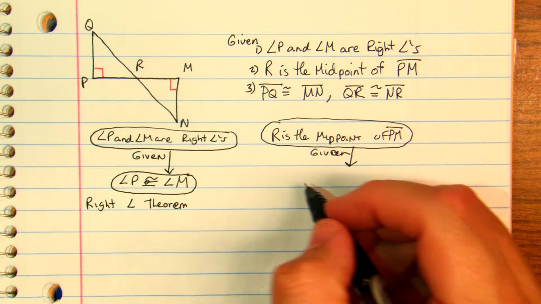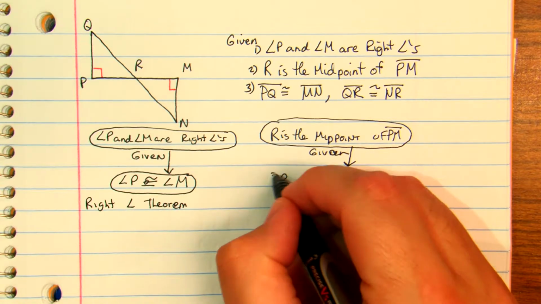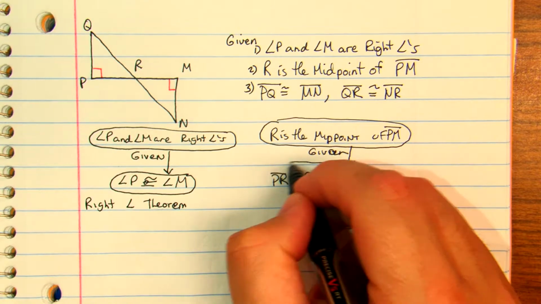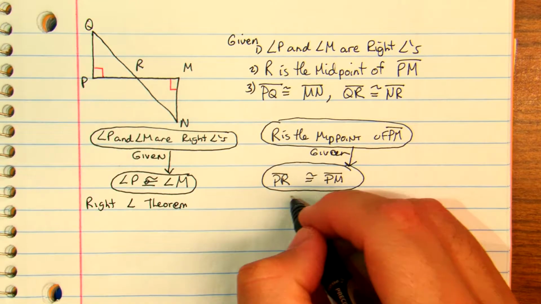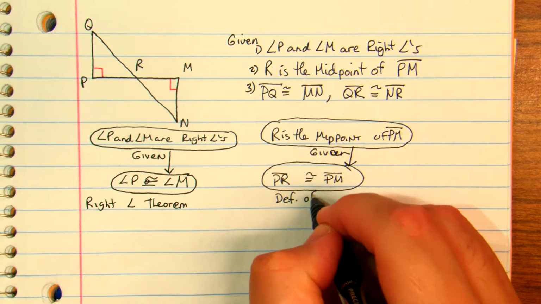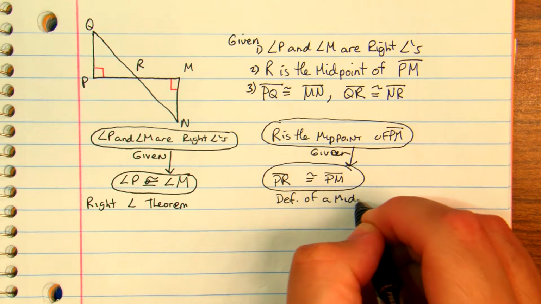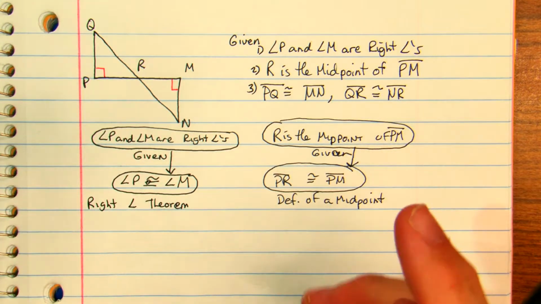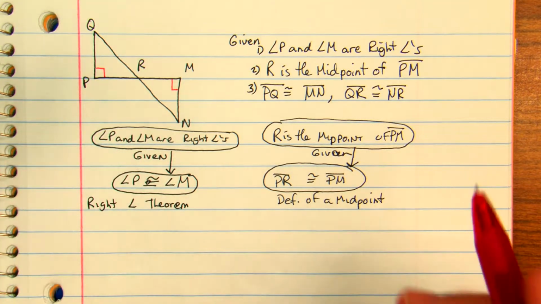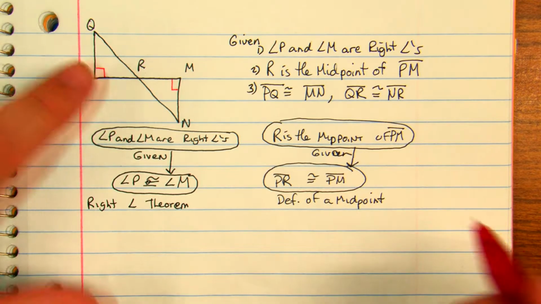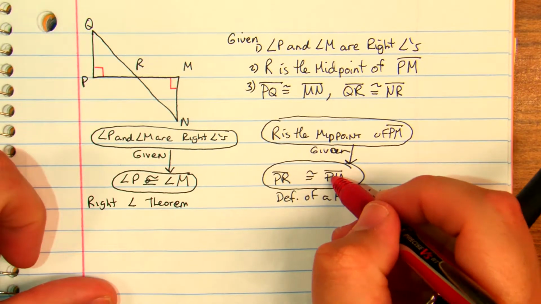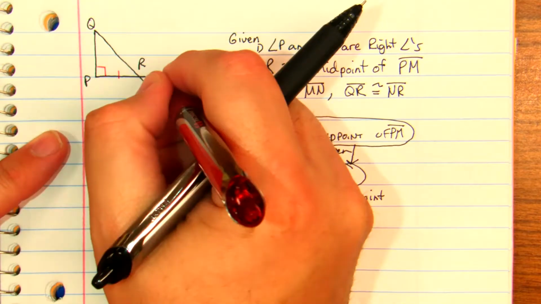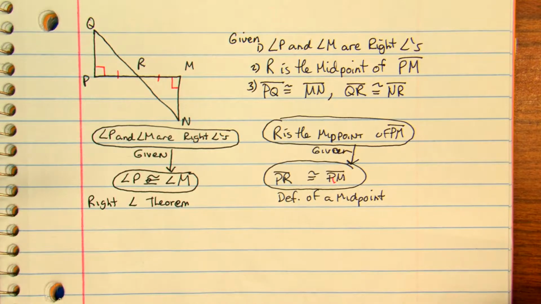So I could say that PR, segment PR, is congruent to segment RM. And the reason would be the definition of a midpoint. Because a midpoint cuts a segment in half. So now I know that these 2 segments are congruent to each other. Is there anything else we could say from there?